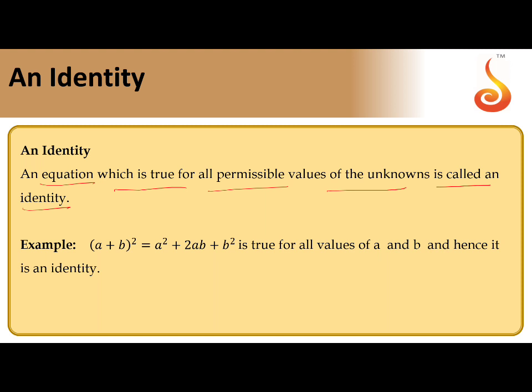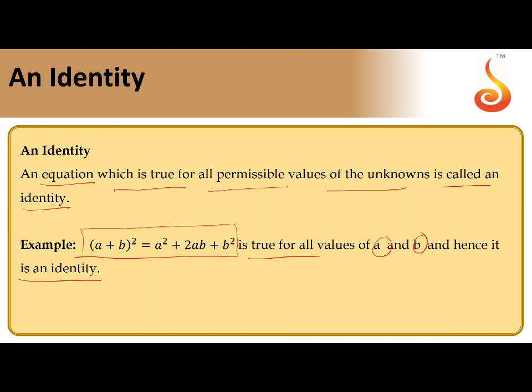Let us consider an example, (a plus b) whole square. You know this is a standard identity. (a plus b) whole square equals a square plus 2ab plus b square, which is true for all the values of a and b. That means whatever values of a and b you take, LHS is equal to RHS. That means this expression is valid for any values of a and b. Before, we discussed only certain values of unknowns. But here this is valid for any value of a and b. So it is called an identity.